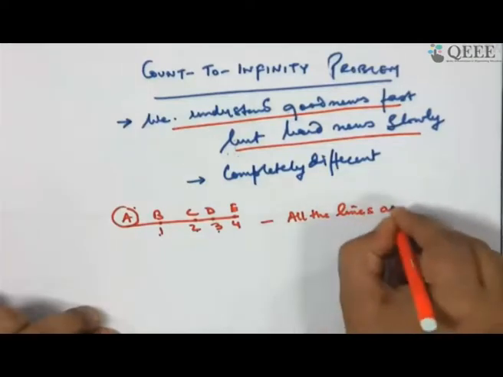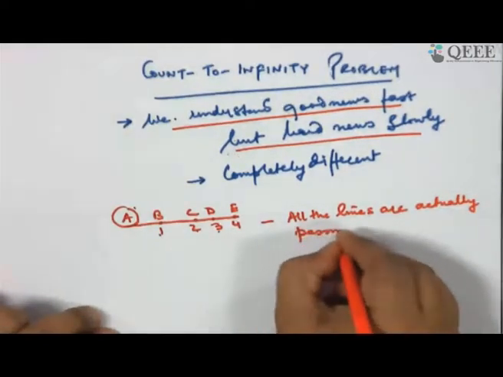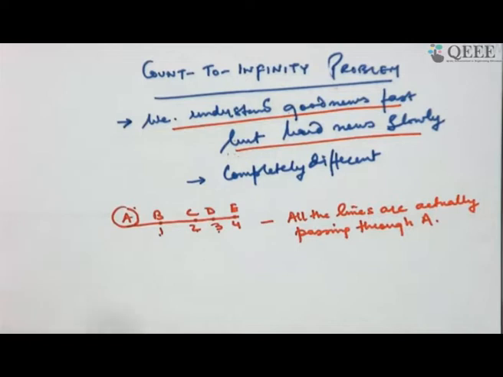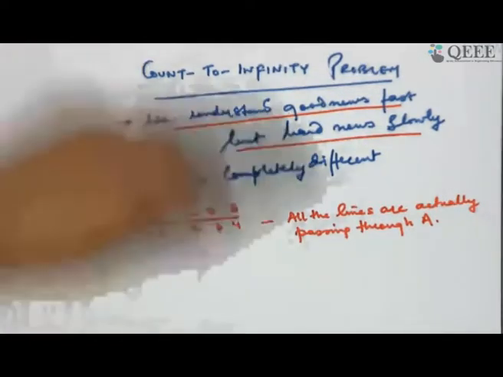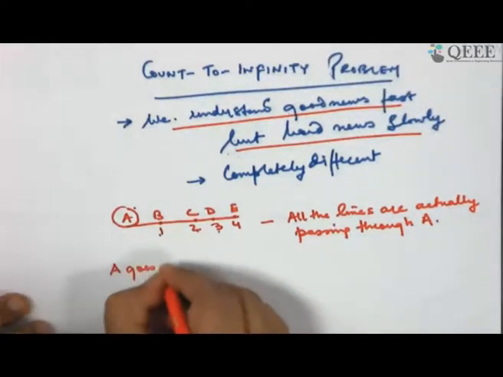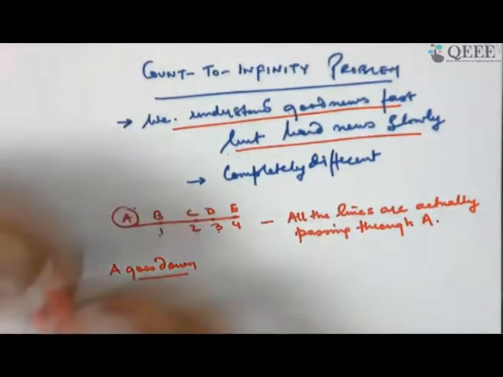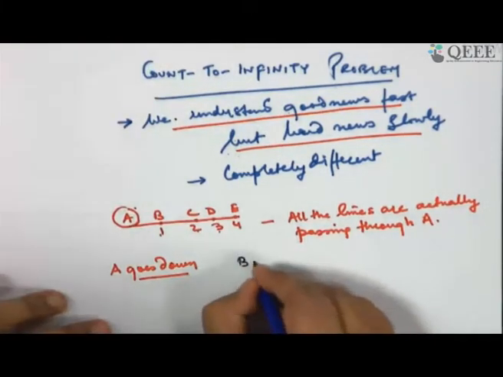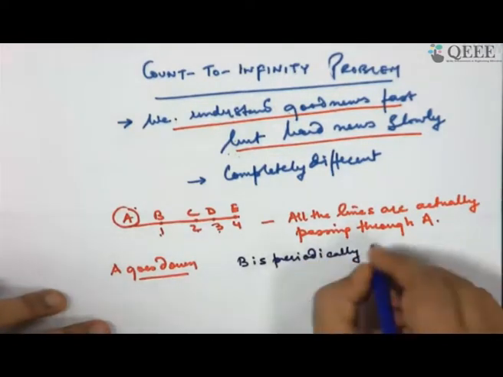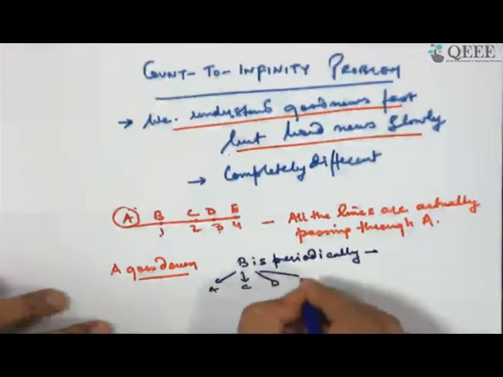And all the lines are actually passing through A. So, then what happens? Now, A goes down. As soon as A goes down, what happens? B is periodically checking, and B finds that it gets input from A, C, D, E.